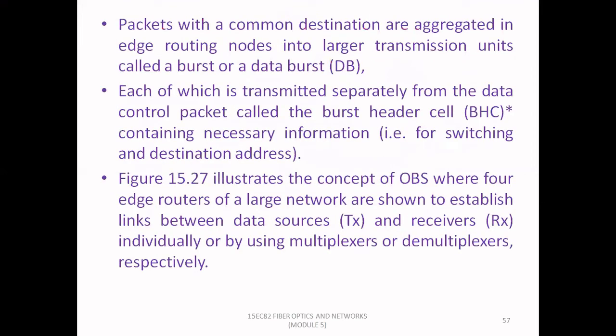Packets with a common destination are aggregated in edge routing nodes into larger transmission units called a burst or a data burst. Each of which is transmitted separately from the data control packet called the burst header cell containing necessary information.